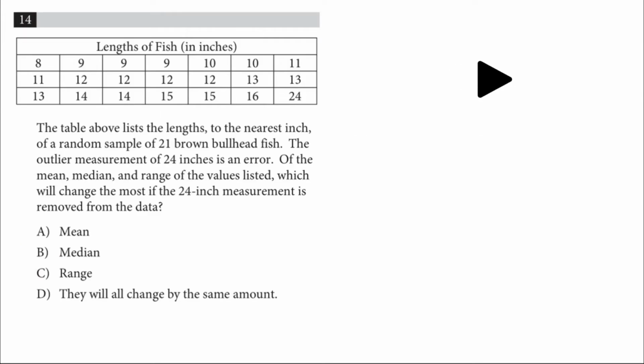The table above lists the lengths to the nearest inch of a random sample of 21 brown bullhead fish. The outlier measurement of 24 inches is an error. So this one right here is an error. Now pay attention. This is the largest number in the group. We have 8, we have 9, up until 16, and then we have 24.